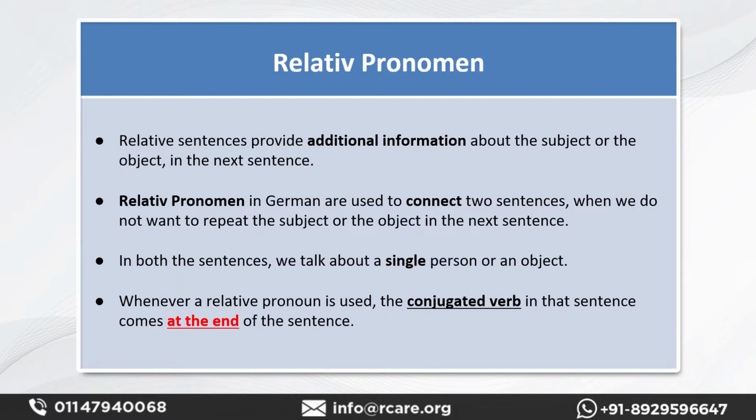Whenever in both sentences we talk about a single person or an object, only in that case will we be able to use relative pronomen. Whenever a relative pronomen is used, the conjugated verb in that sentence comes at the end of the sentence. So relative pronouns are always used in a Nebensatz. Nebensatz means the verb should be at the end.